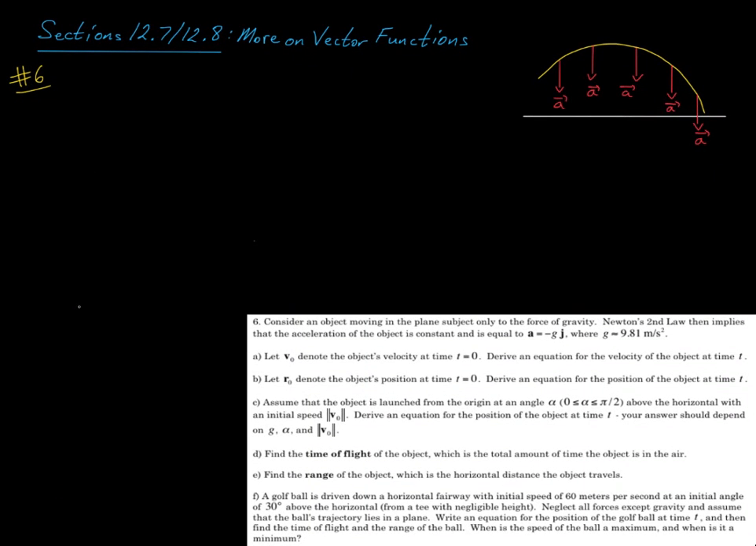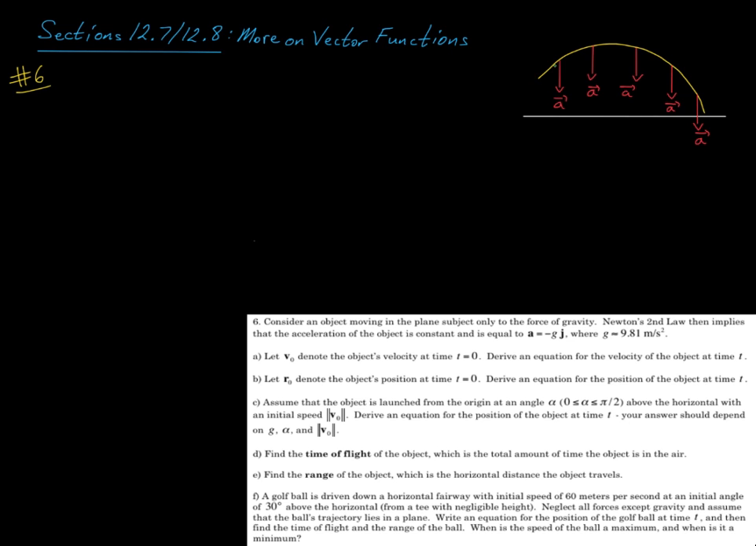Okay, and for this last video in sections 12.7 and 12.8, we're going to look at problem number 6. It says, consider an object moving in the plane subject only to the force of gravity. Newton's second law then implies that the acceleration of the object is constant and is equal to negative g times the standard basis vector j, where here g is known as the constant of gravitation, and it's approximately equal to 9.81 meters per second squared.